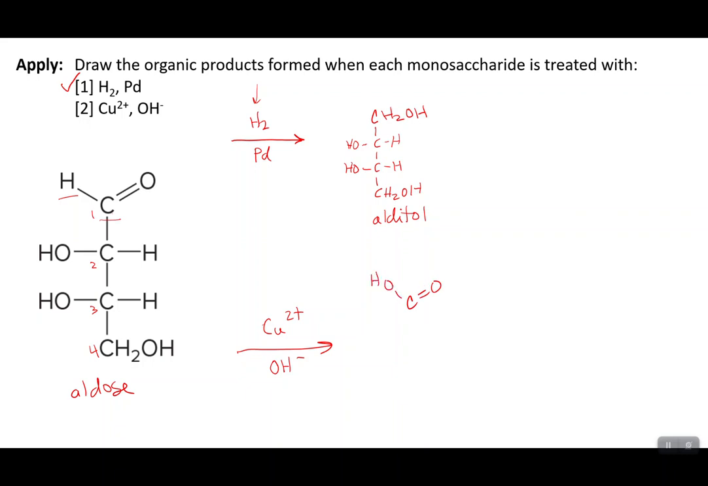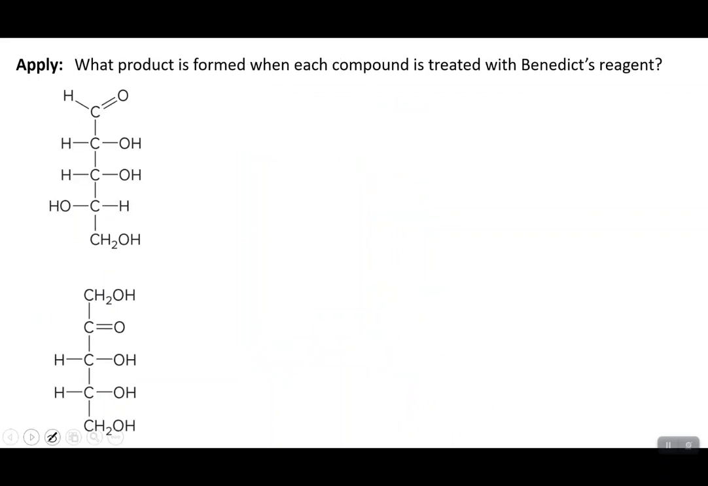And then I'm going to write in the rest of my carbons. And that is it. We have now made an aldonic acid. So we call this an aldonic acid. All right, let's do a slightly different problem. It's the same idea, but now we're going to have a ketose sugar.